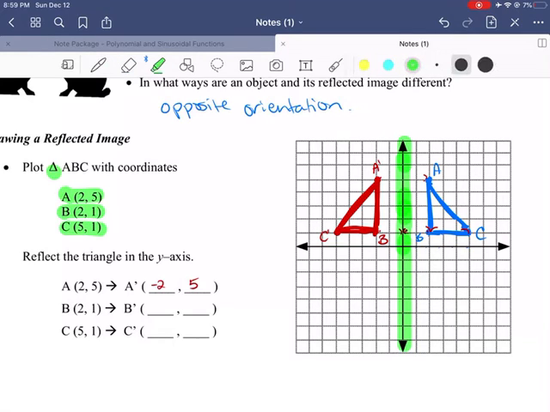So if thinking about that, what's the y coordinate of B? Well, it's 1. And because the height doesn't change, the y coordinate of B prime is also going to be 1. And B was 2 away from the y-axis, so then it becomes -2 away from the y-axis. C, its y-coordinate is 1, and its height didn't change, so its y-coordinate is still going to be 1. But its x-coordinate is going to be -5, and that makes sense because it's on the other side of the y-axis, 5 away.